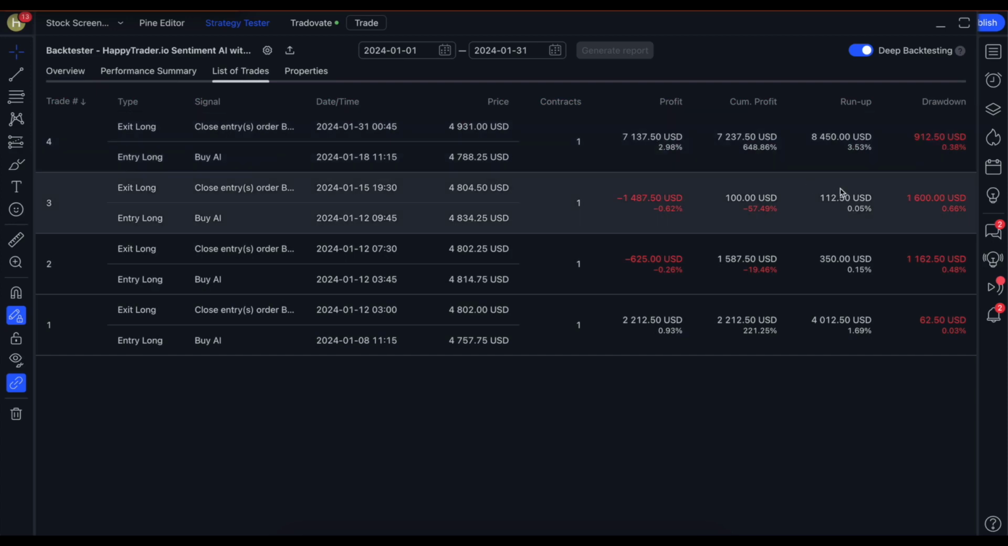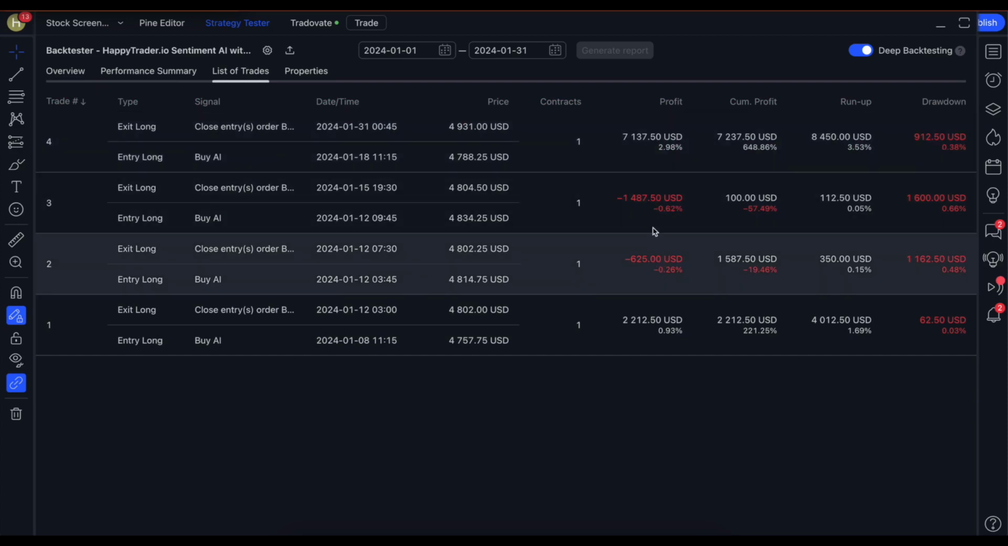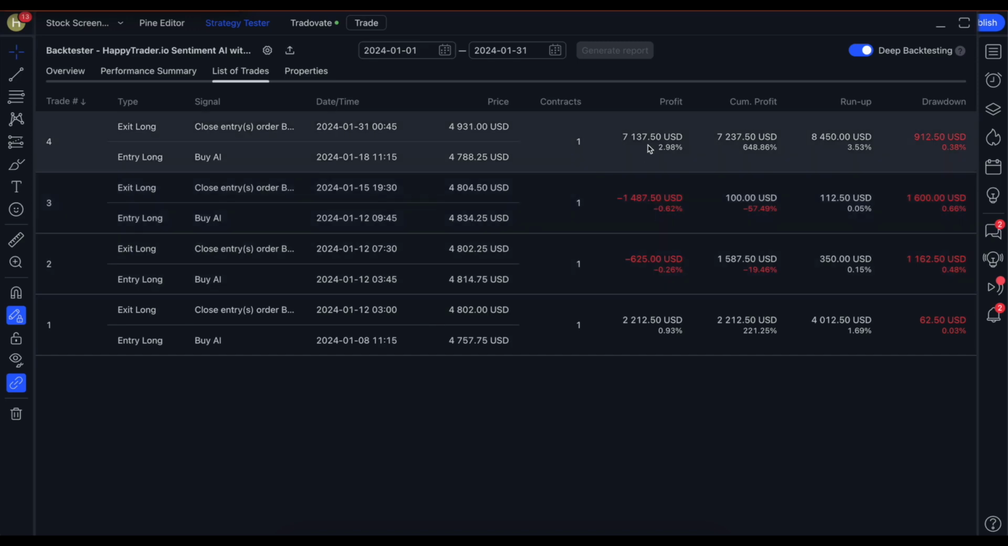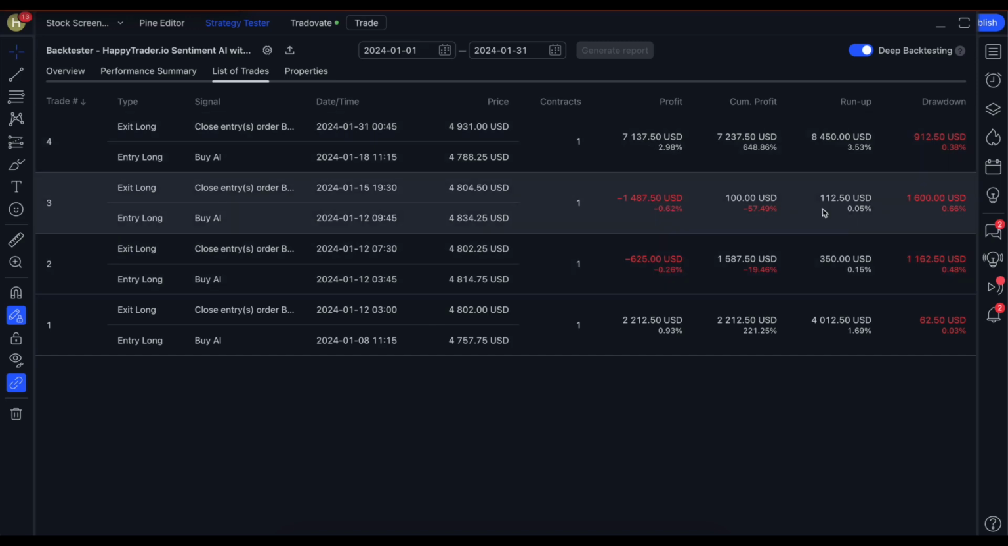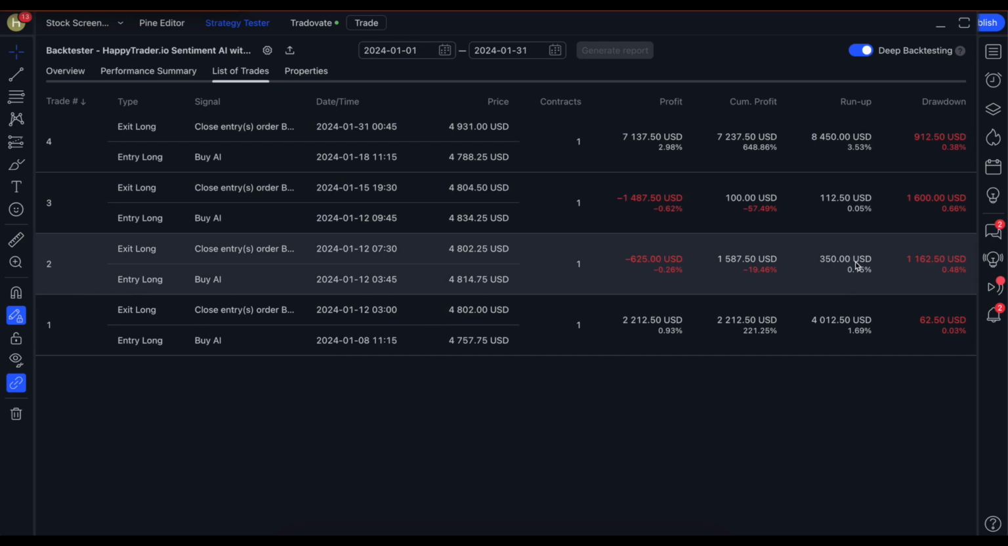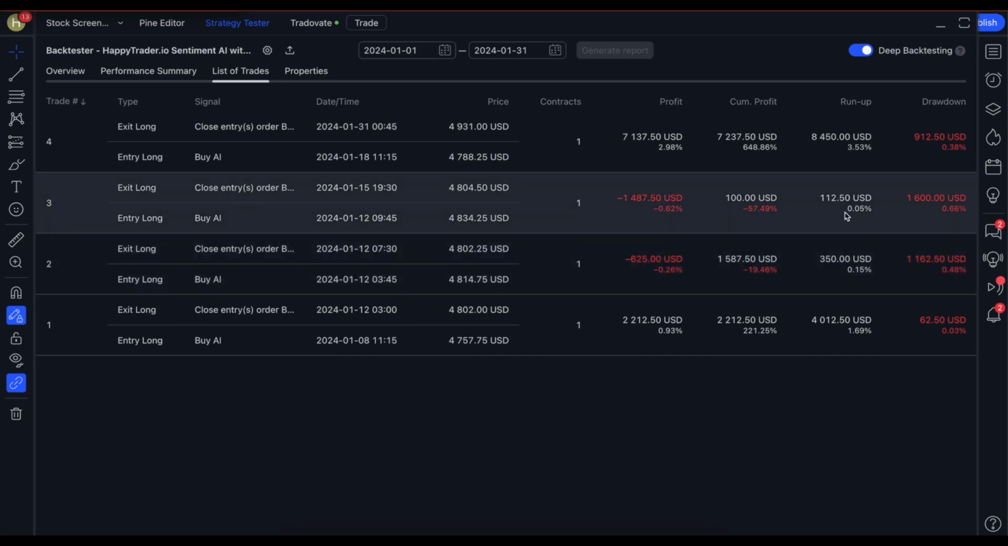But check this out. Even on the trades that we lost, not only did we barely lose compared to our huge ripper here, we had the opportunity to take a profit or at least break even once the market started to go to the downside, right? So we had a run up and then that run up failed.